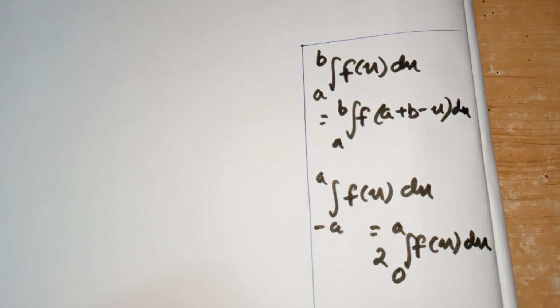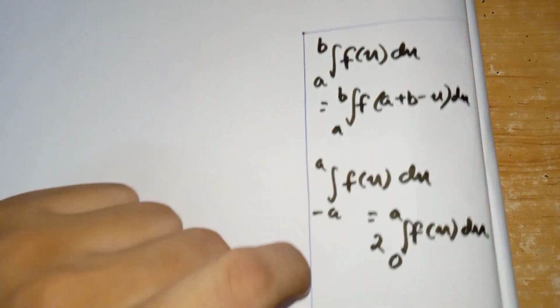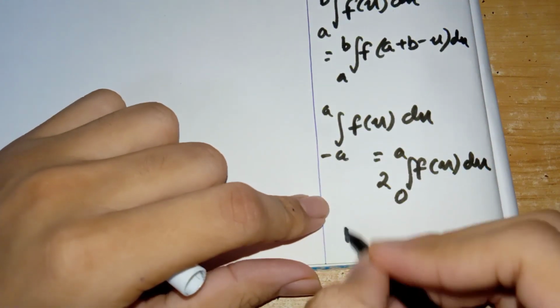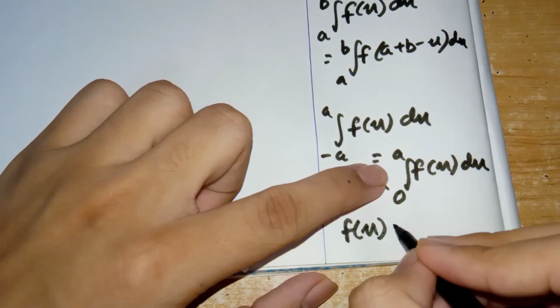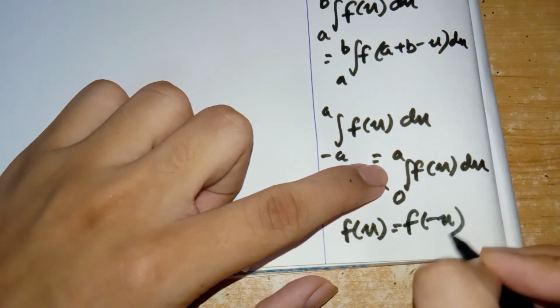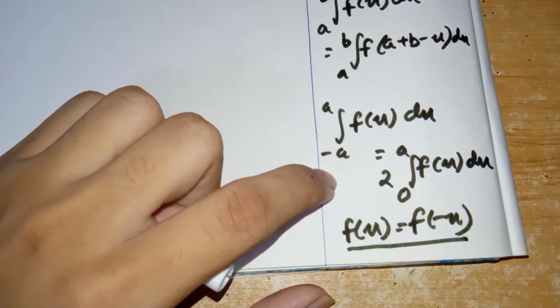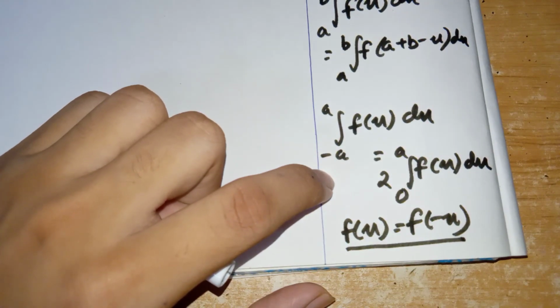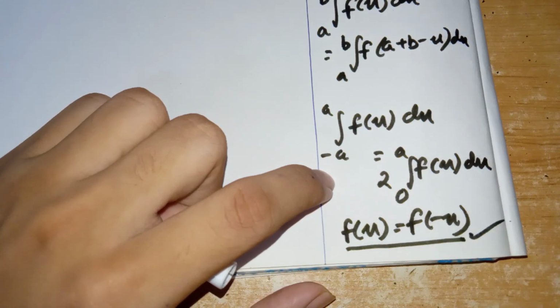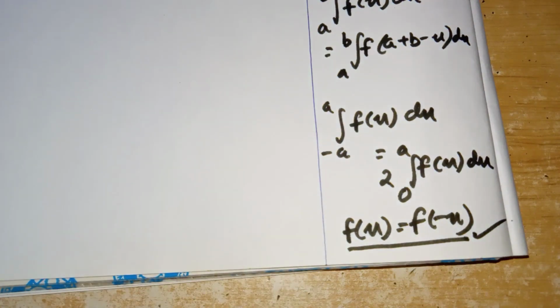Now, how to identify an even and an odd function? For the function for which f of x is equal to f of minus x, the function is called even. For example, cos x. Cos of x is equal to cos of minus x, so cos is an even function. And similarly, sin x: sin of x is not equal to sin of minus x, rather it equals minus sin x, so it's an odd function.